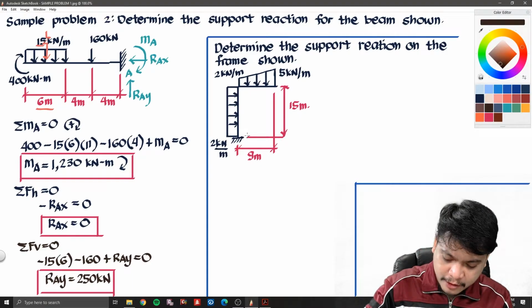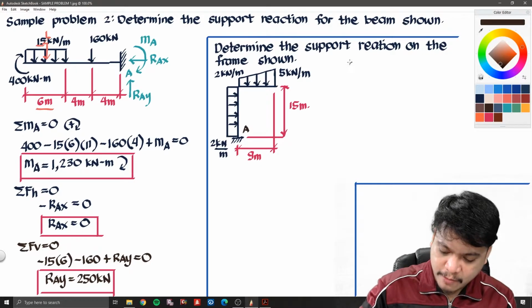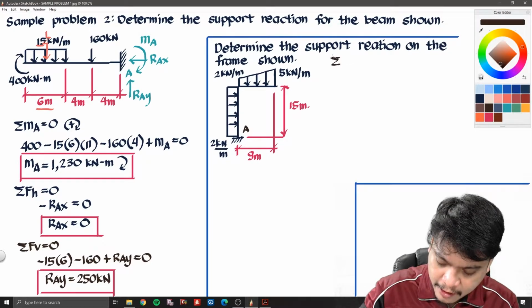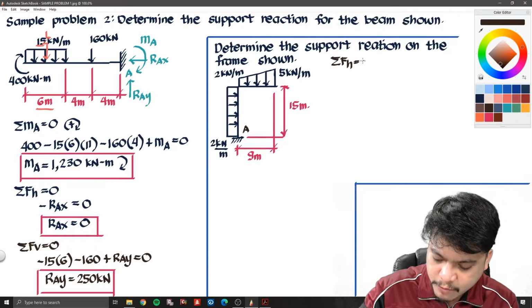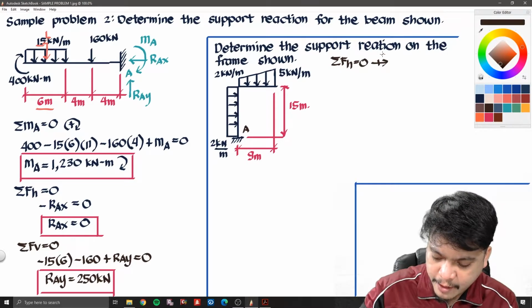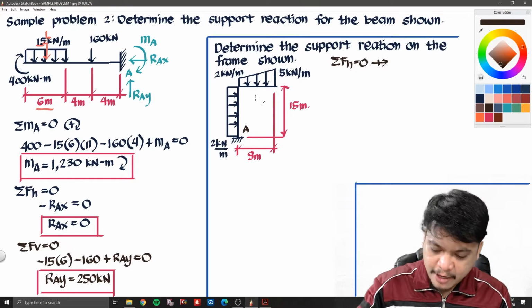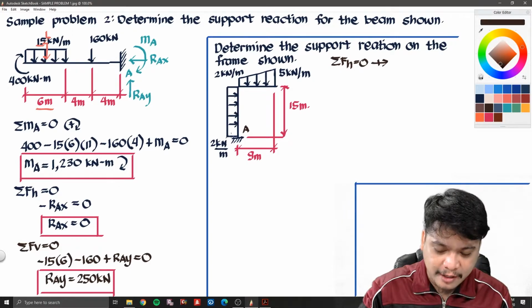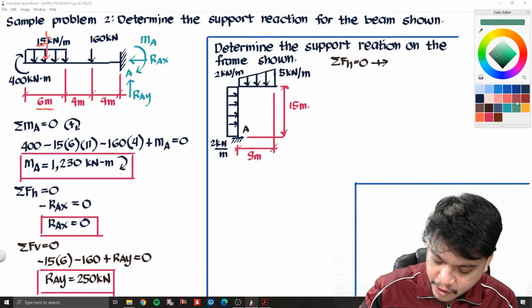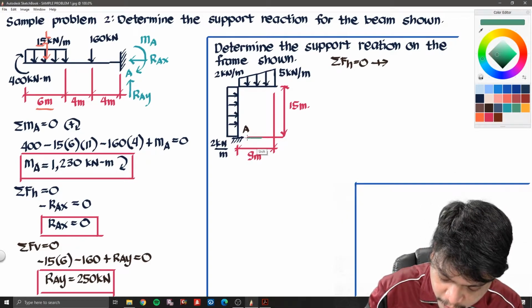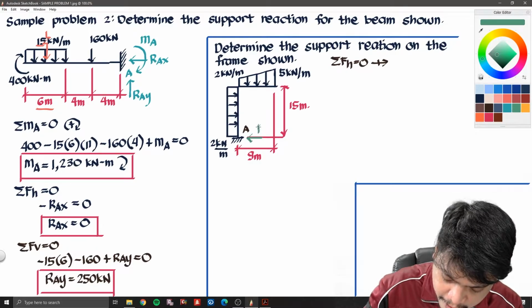So, pwede ka munang mag-summation of forces horizontal. So I will call it point A. Okay, so summation of forces horizontal, that would become equal to 0. Again, positive to the right. Okay, so unahin muna natin, ito lang yung may horizontal. And then, of course, yung reaction natin, so we will have here RAX, and then you will be having there the RAY.